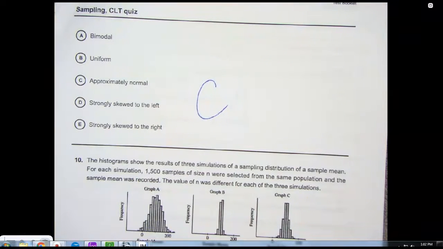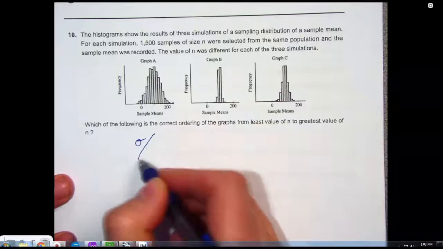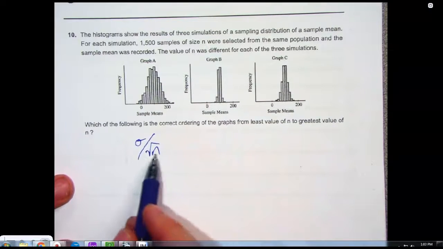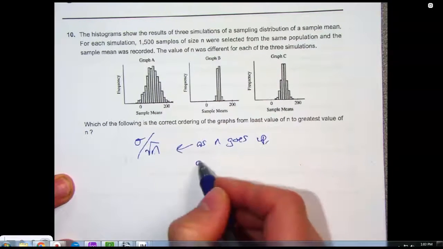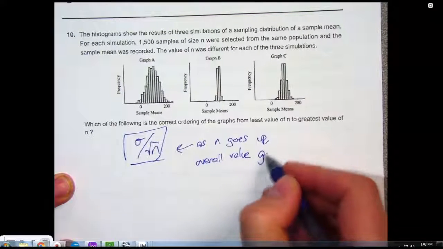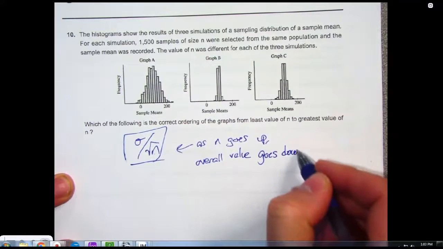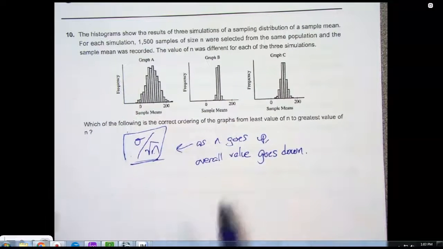Number 10, order the graphs from the least value of n to the greatest value of n. So the smaller n is, the more spread out the graph is. And when you get a bigger n, you get a more tightly compacted graph. So remember, the standard deviation divides by the square root of n. So as that number goes up, the overall value of this whole thing goes down. And when you get a smaller value of the standard deviation, it's going to be more tightly compact.